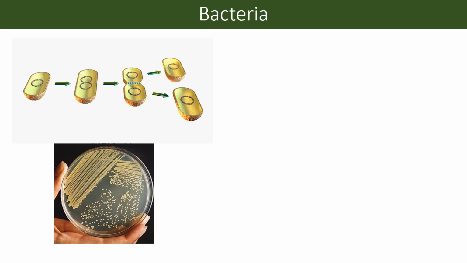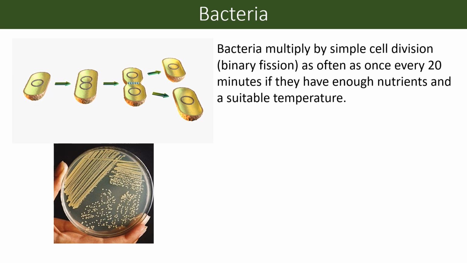So bacteria multiply quite regularly. This is their way of reproducing. So bacteria multiply by a type of cell division called binary fission. They can't do a cell division by mitosis because they just don't have a nucleus. And this can happen as often as once every 20 minutes, but that depends on the nutrient availability and also the temperature.